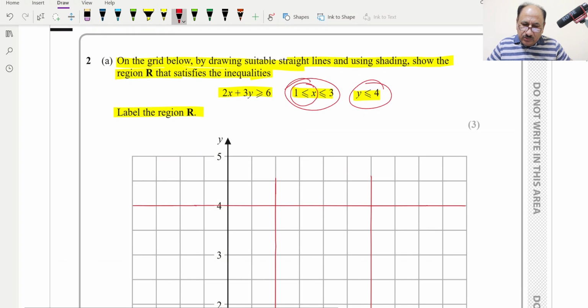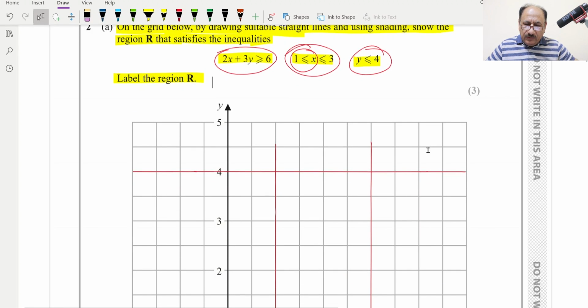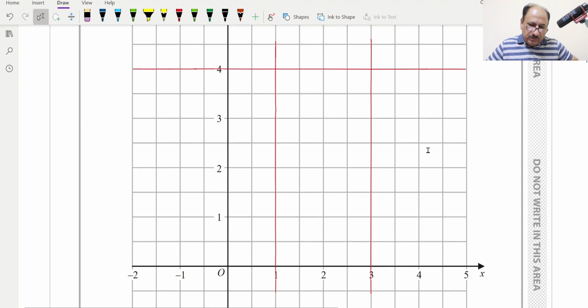And what is the third line? The third line is this one. So we will be drawing this. If we replace, what is the equation?